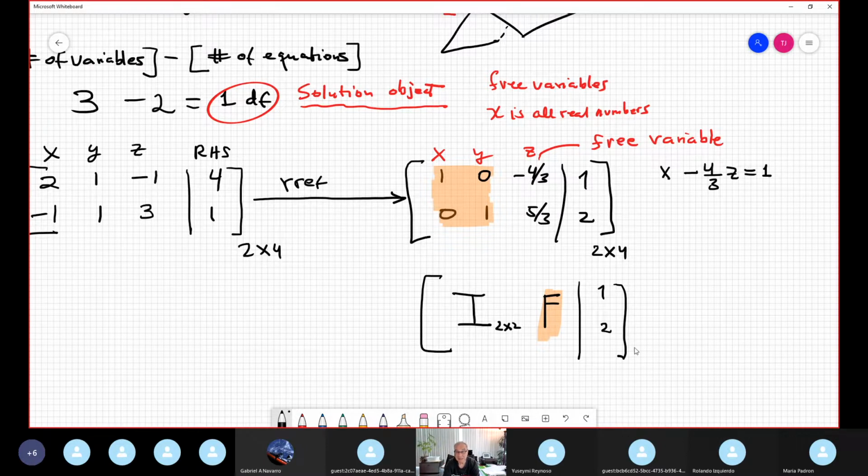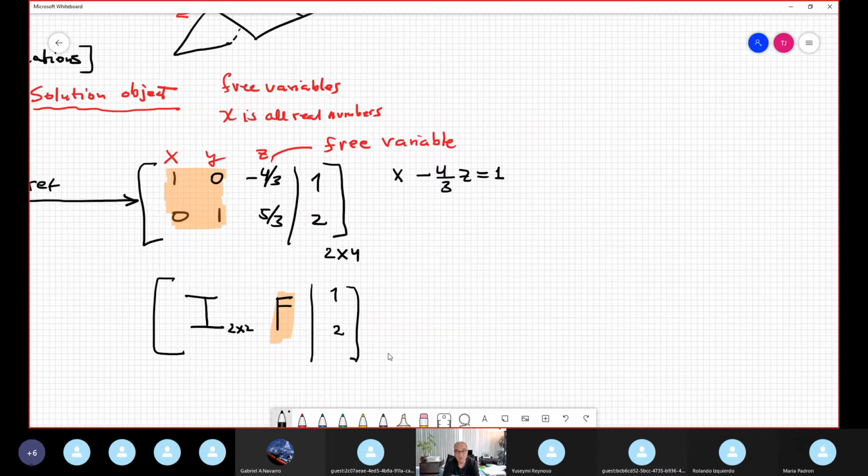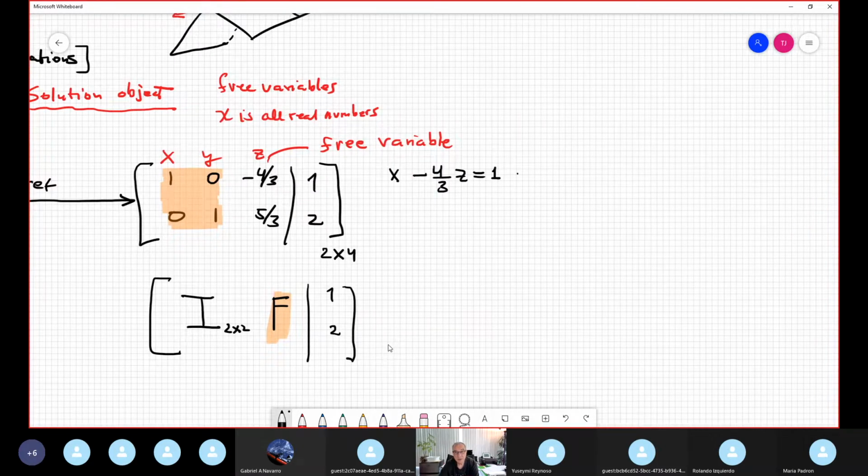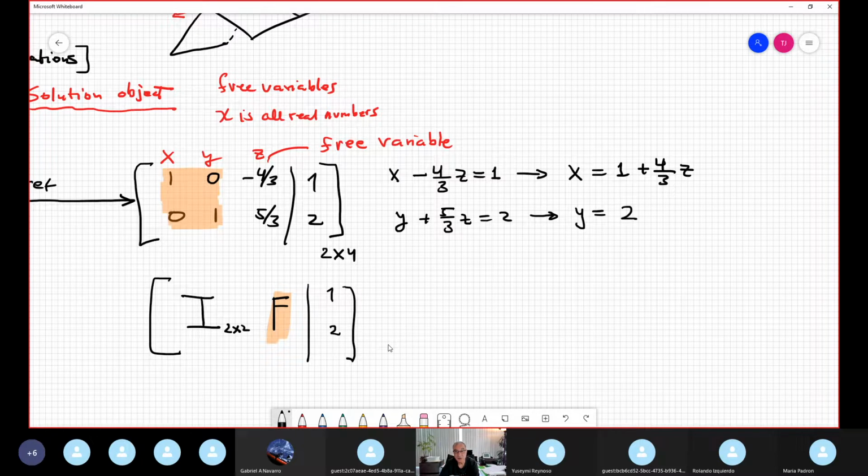If you declare C as a free variable, then this equation is X equals 1 plus 4 over 3Z. Likewise, in the second equation, no X, 1Y plus 5 over 3Z equals 0. Now, Y alone is equal to minus 5 over 3Z. Okay, and this is the solution.